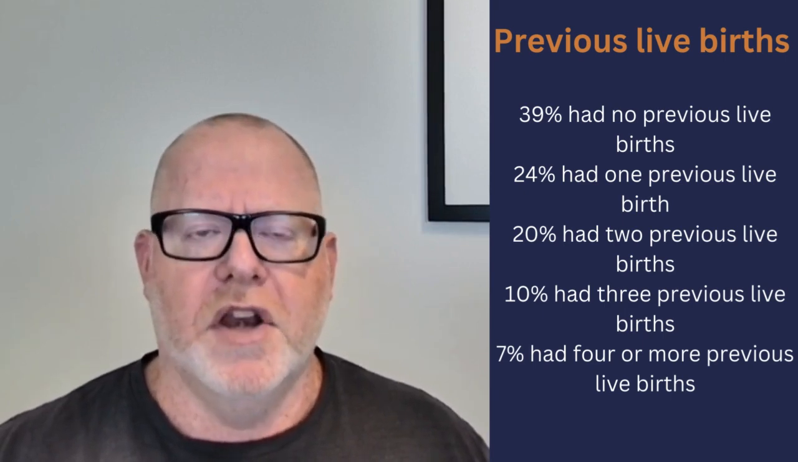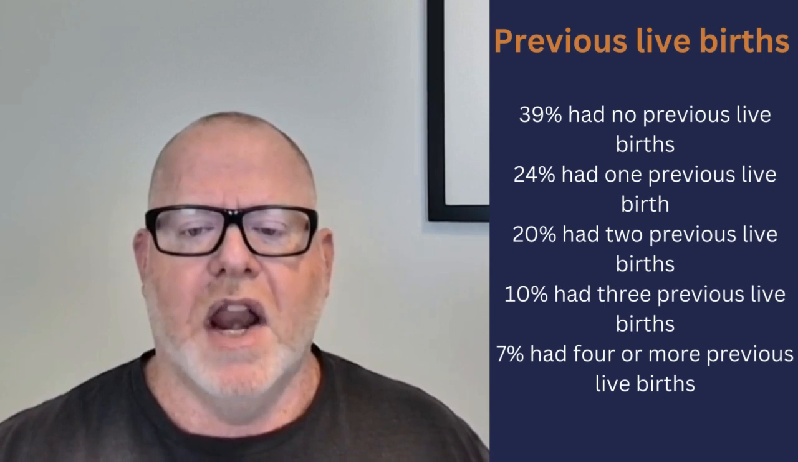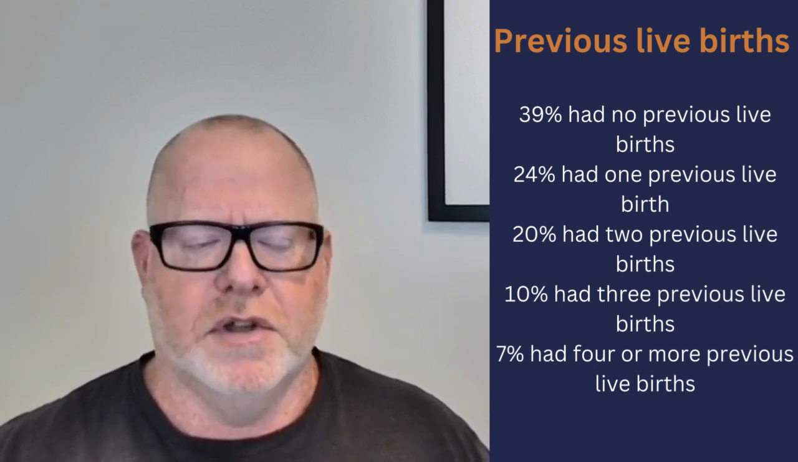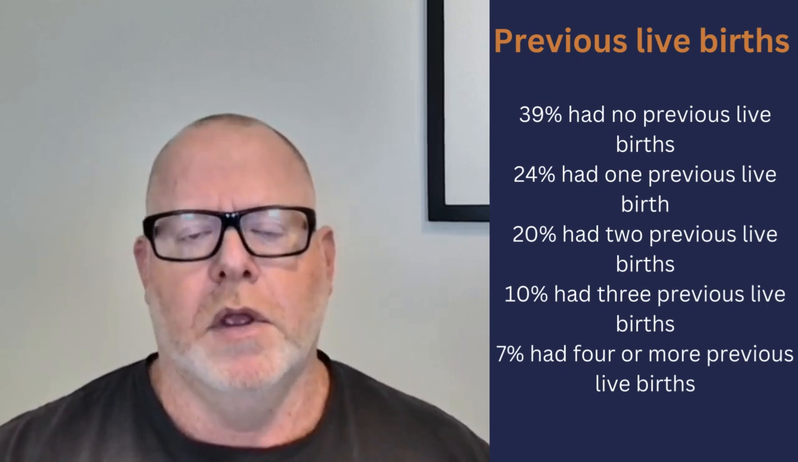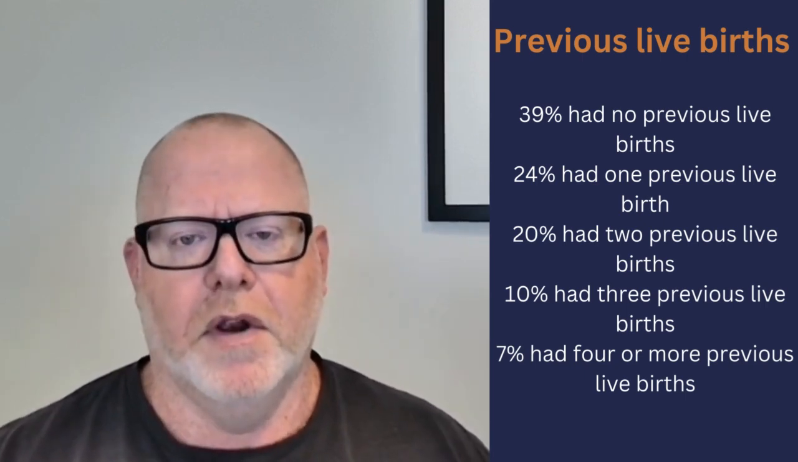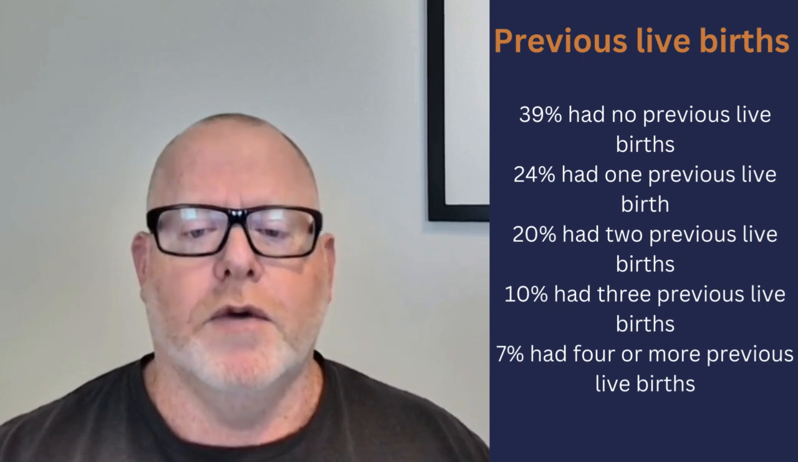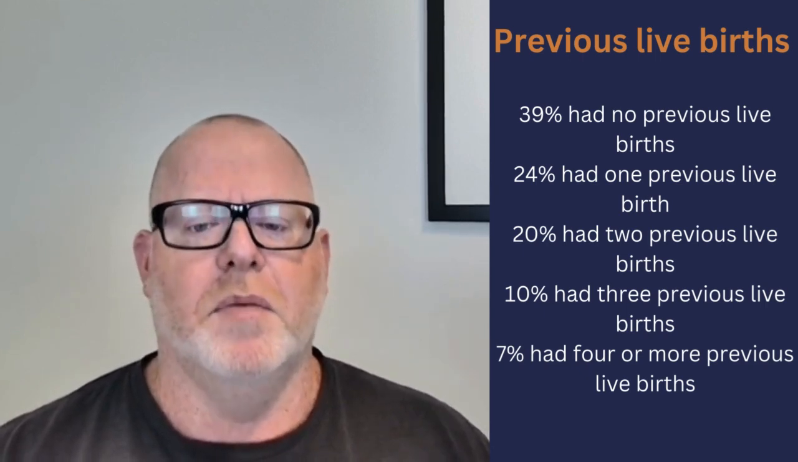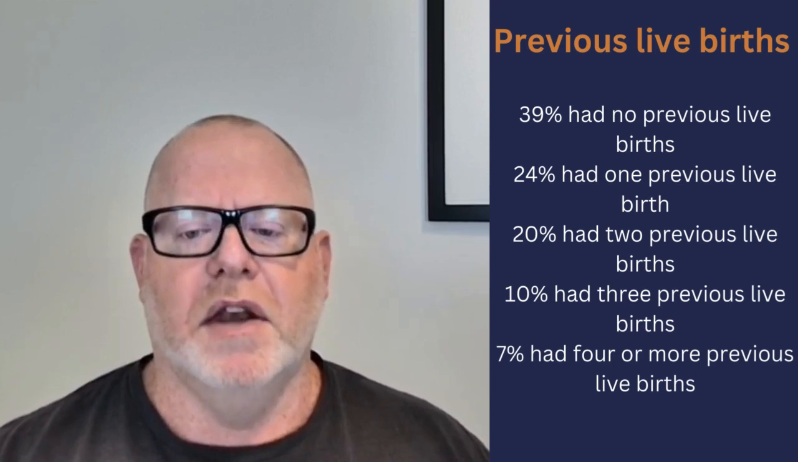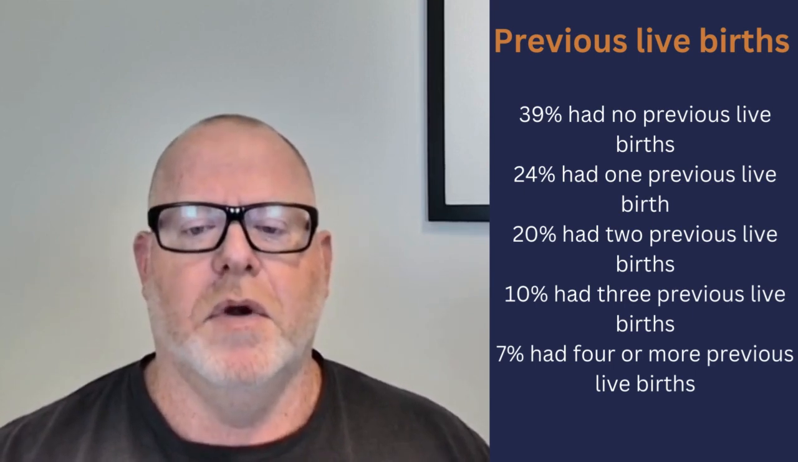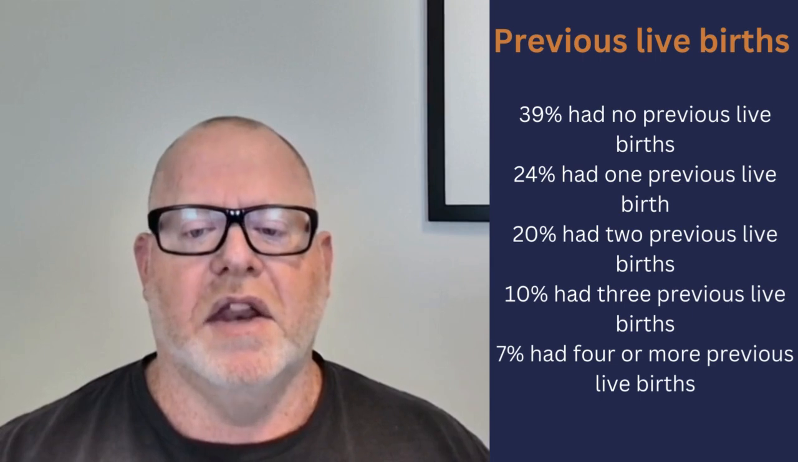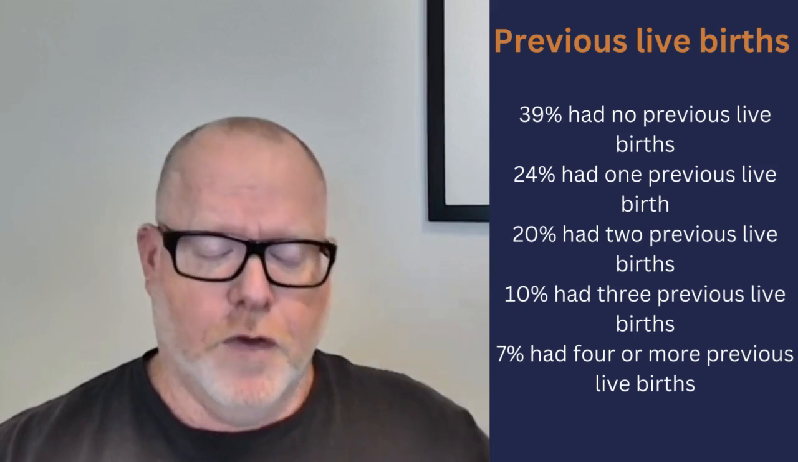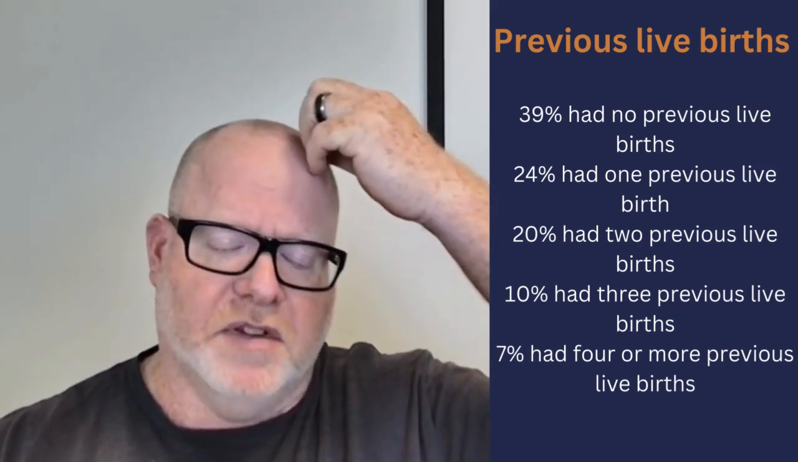So 39% in 2021, 39% of the women that had abortions had no previous live births. They'd never given birth, and they were there to have an abortion. 24% had one previous live birth. 20% had two previous live births. 10% had three previous live births. And 7% had four or more previous live births.